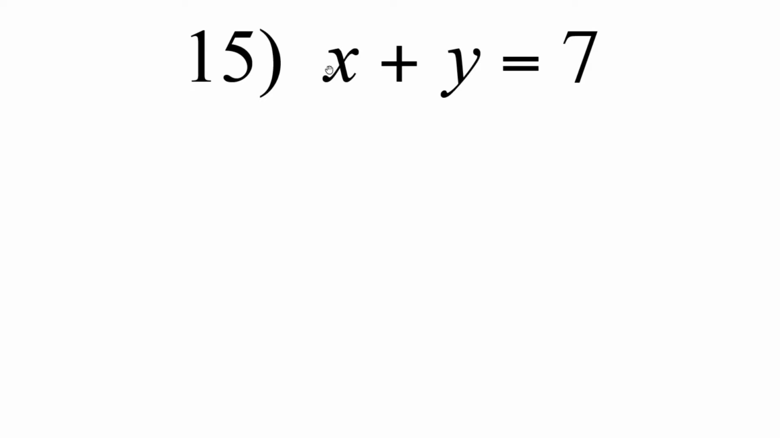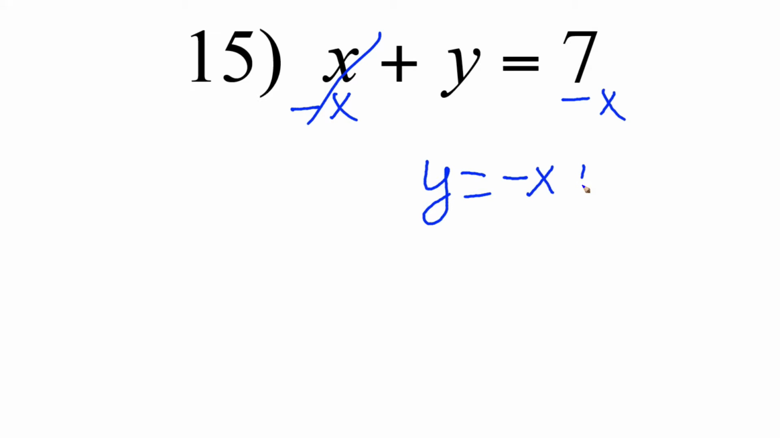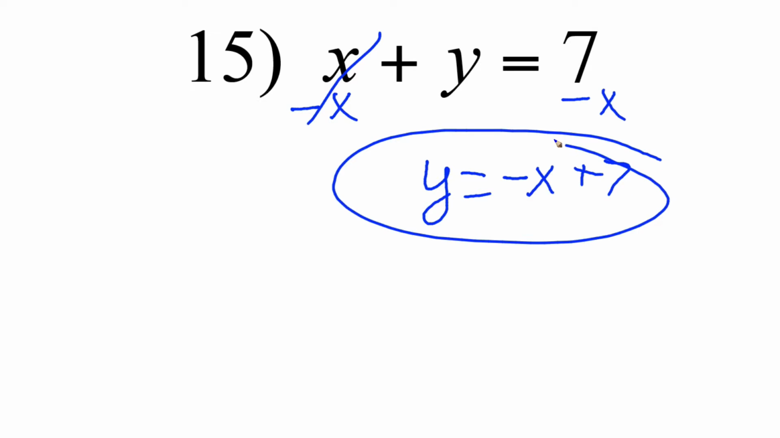Okay, that one's easy, just opposite of x. So we would minus x, gets rid of that. We have y equals, and x always comes first, minus x and a positive 7. And there's your answer.